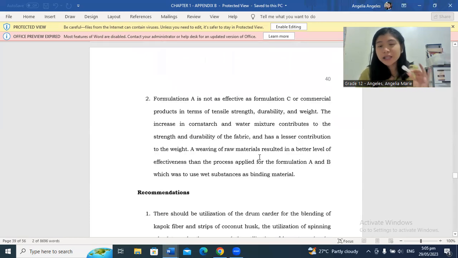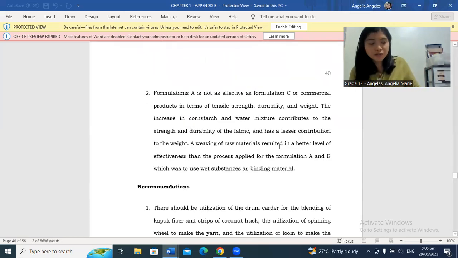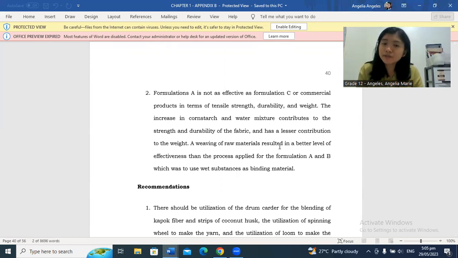So number two, formulation A is not as effective as formulation C or commercial product in terms of tensile strength, durability, and weight. The increase in cornstarch and water mixture contributes to the strength and durability and has lesser contribution to the weight. Okay, so ayun.